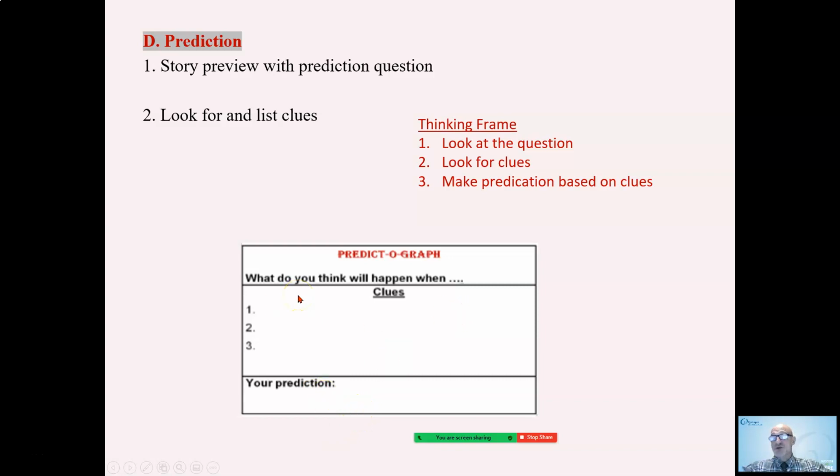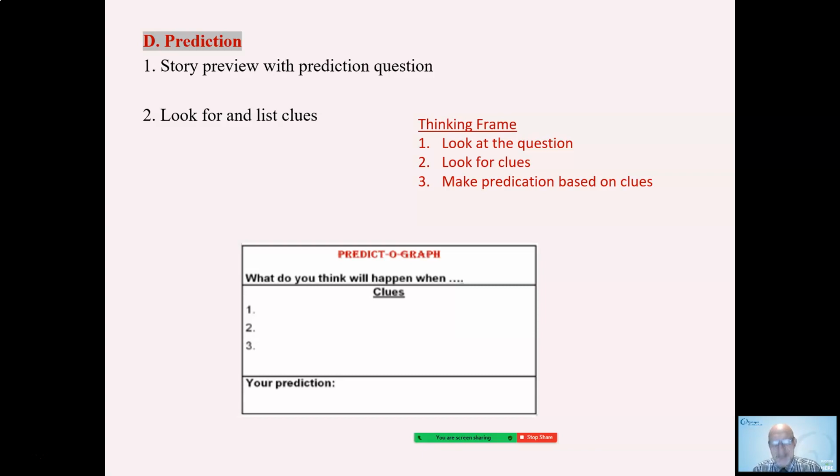Now you can give a story preview up front and give the prediction up front, so they're reading for purposeful intent. You can stop halfway through the story. Everyone read to page 3 and stop there. Raise your thumb when you're there, and then make predictions, and then they complete the reading to see if the prediction was right. That is the predictograph.